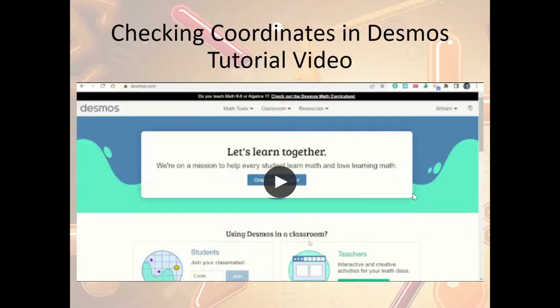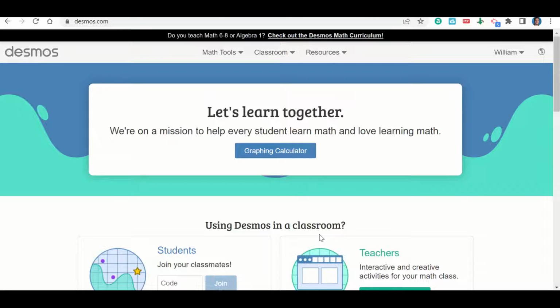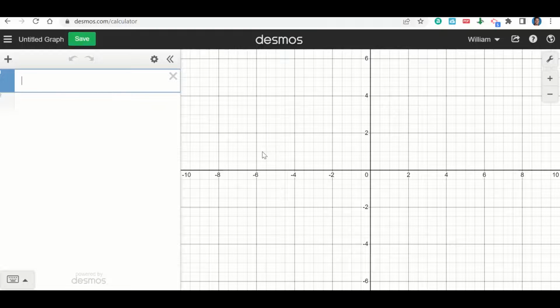There's a video here now that shows you how to check your coordinates in Desmos. You can watch that as well. Let's talk now about how to check our work using Desmos. So on this one, we're going to look at graphing coordinates. So we're going to go to desmos.com and we're going to click on where it says Graphing Calculator. And this gives us the opportunity to now plot points. So we're going to check coordinates and make sure that we did our assignment correctly.